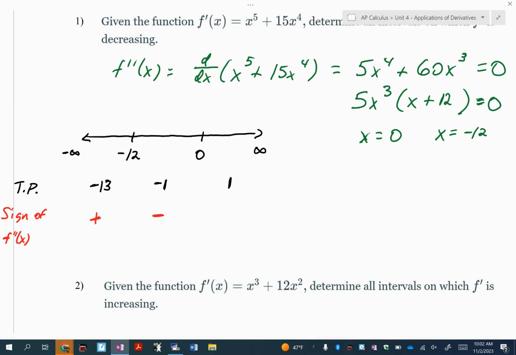Okay, now I cautioned you guys on Tuesday to not just assume we're going to follow this pattern, right? I hope you saw on a few practice problems it doesn't always just alternate. So we've got to do the last one. Let's do 1. 1 plus 12, and 1 cubed is positive. So positive times a positive is a positive.